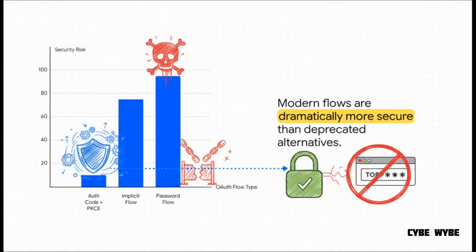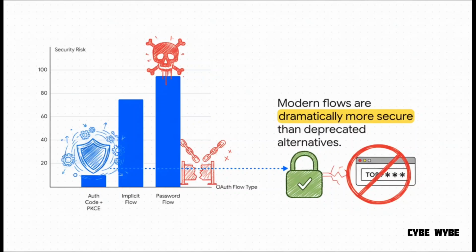And this chart right here is exactly why those best practices are so critical. Older ways of doing things, like the implicit flow, which used to put the access token right in your browser's address bar, yikes, are now considered way too risky. And the really old password flow, where an app just flat out asks for your username and password, that's a massive security no-no. As you can see, the security gap between the modern, low-risk approach and these old, deprecated methods is absolutely enormous.